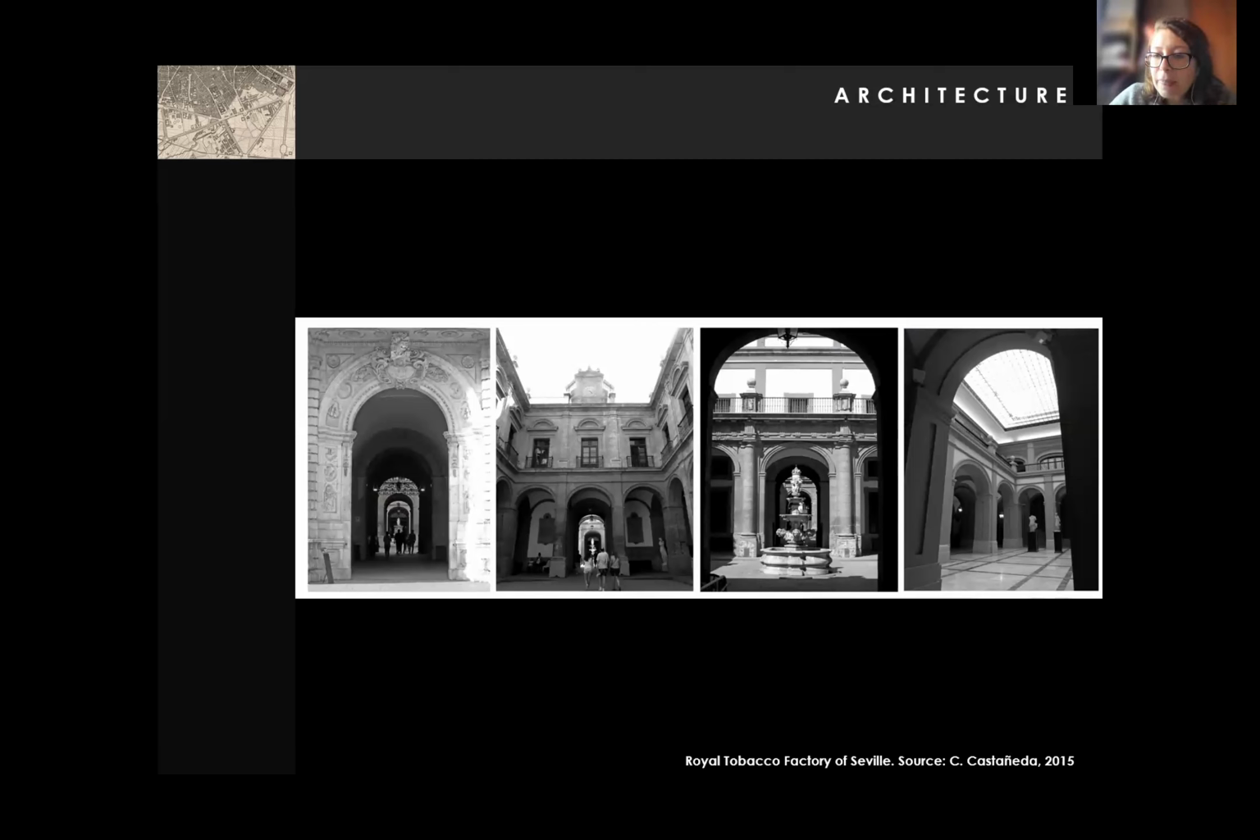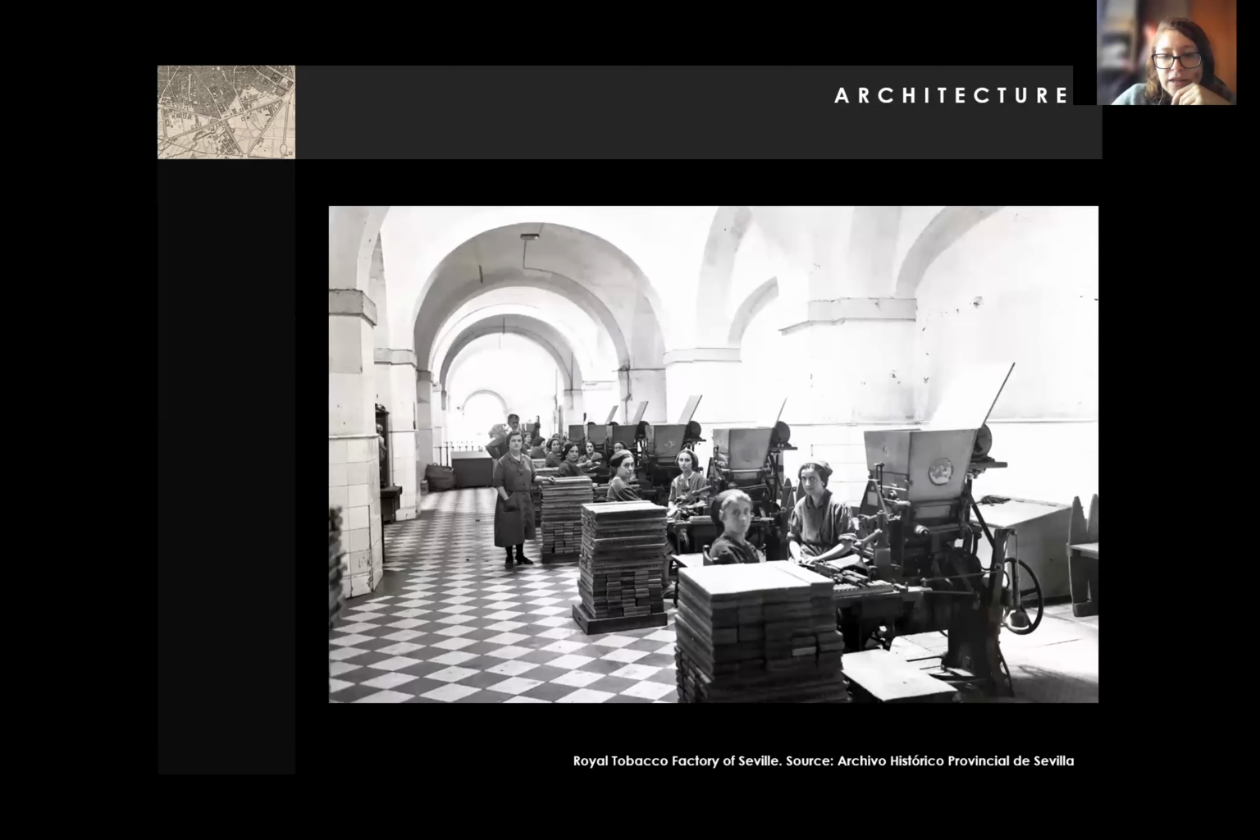And also inside, this significance was given to the courtyards, which were very important inside the factory, not only as production spaces, but also as meaningful spaces. So this significance and these monumental features are just the opposite of the reality inside, which was these female workers, at first manufacturing by hand, and later working with machinery.